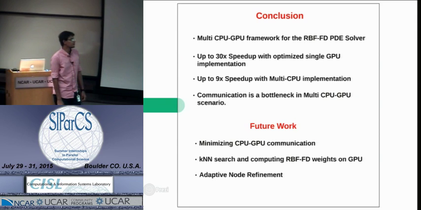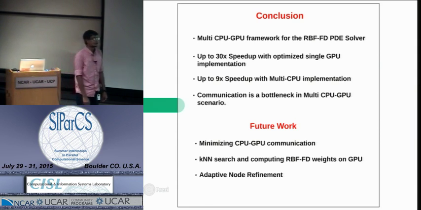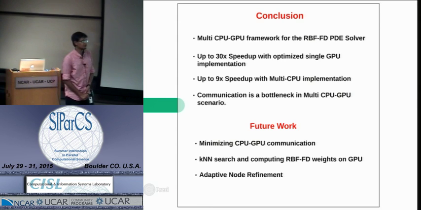In the future, we would like to explore different techniques that would minimize this communication. And also for the adaptive node refinement, we might have to do the pre-processing after every refinement step. So we would also like to do that on GPUs: the KNN search, and computing the RBF-FD weights.